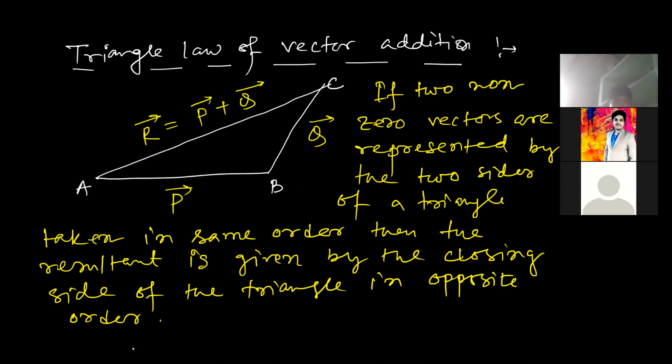In this case, P vector is taken along the side AB in this direction, and Q vector is taken along the side BC in this direction. The resultant vector is taken in the opposite order. I add the P vector first with the Q vector, and the direction should be like this, from A towards C.